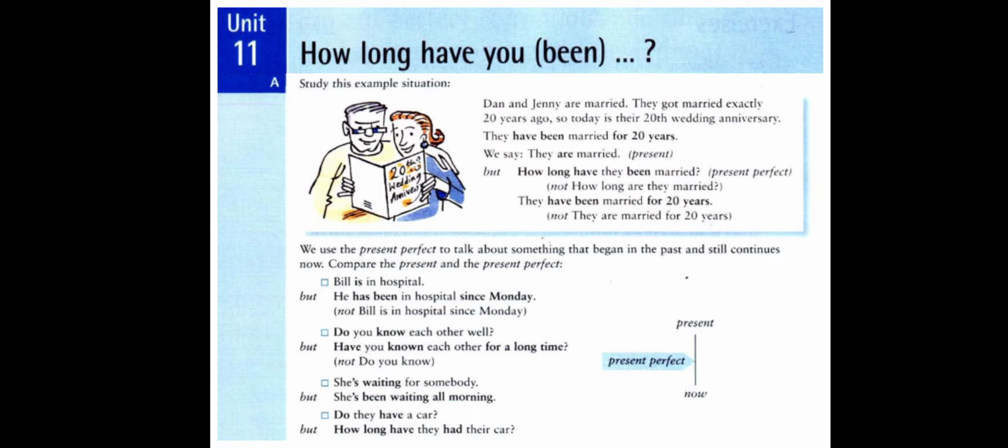We use the present perfect to talk about something that began in the past and still continues now. So we think of the present perfect as an action started in the past and continues now. Compare the present and the present perfect. Let's make a comparison here between the present and the present perfect.